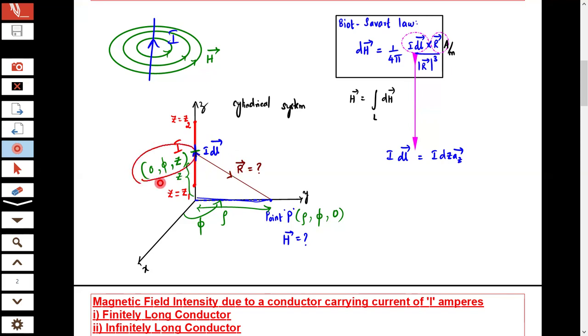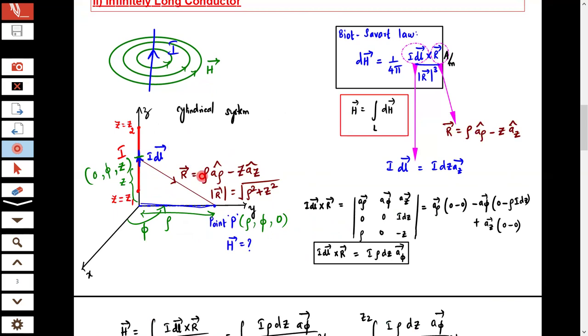With the coordinates of I dL and the point P, the R vector from I dL to point P can be written accordingly. So we will get rho minus 0 in the a_rho direction, phi minus phi in the a_phi direction, and 0 minus z in the a_z direction. Therefore, our resulting R vector will be rho a_rho vector minus z a_z vector. If I find the magnitude of this, that will become under root rho square plus z square.